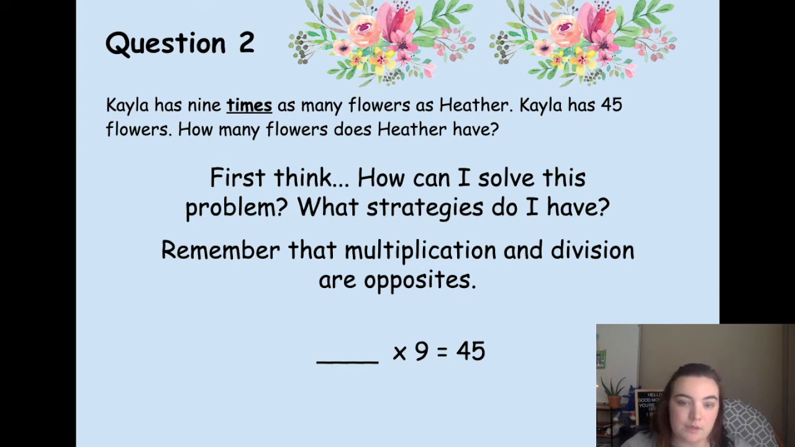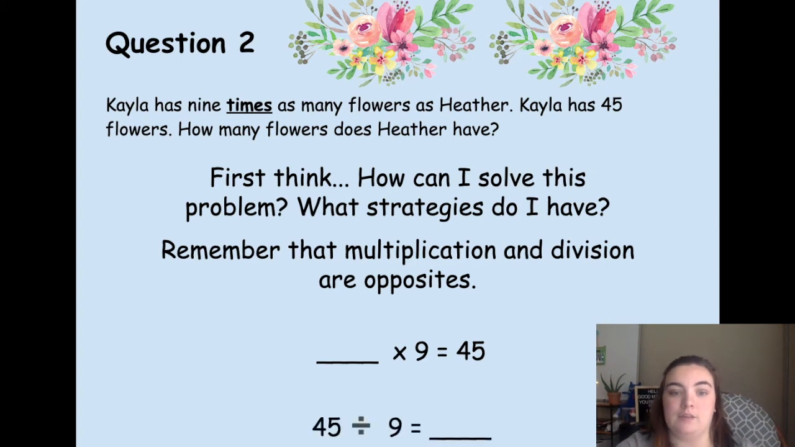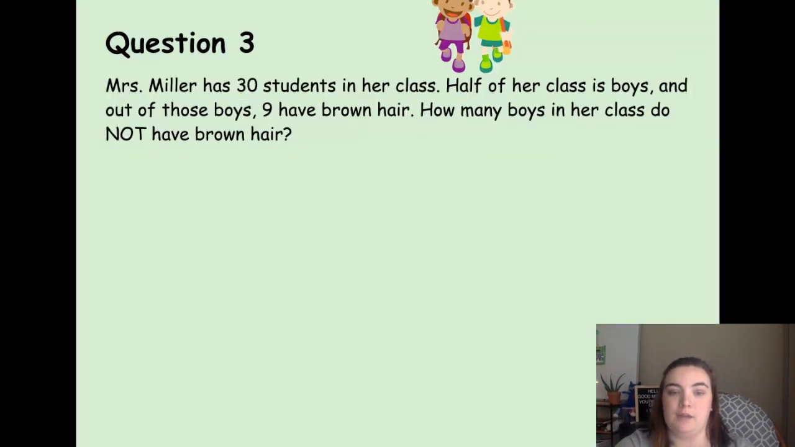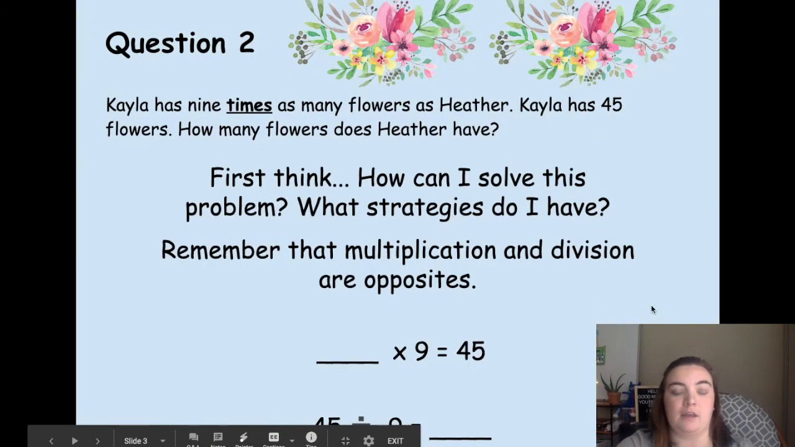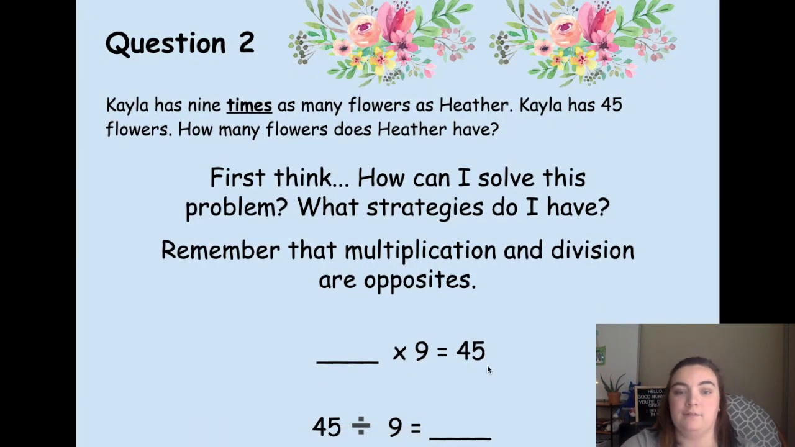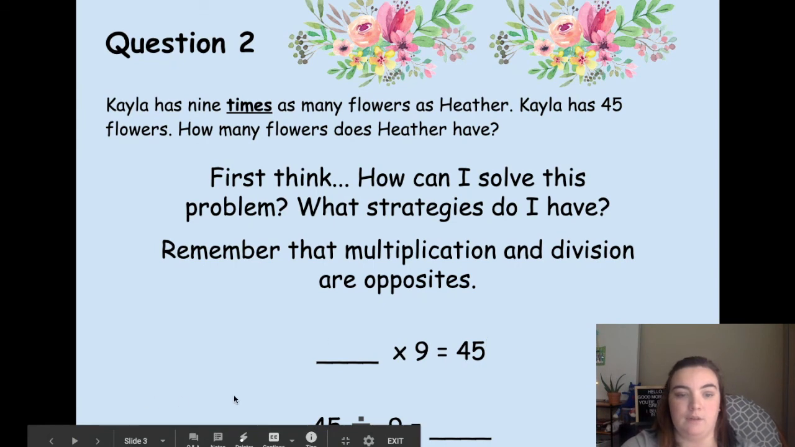I've seen some people turn it in where they've done it different. They've done 45 divided by 9 because they remembered that multiplication and division are opposites of each other. So the answer could also be 45 divided by 9, which would be, I'm going to go back, 5 times 9 is 45. Not sure why it's not showing up. Or 45 divided by 9 is 5.